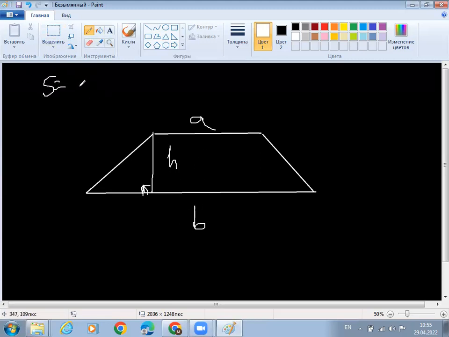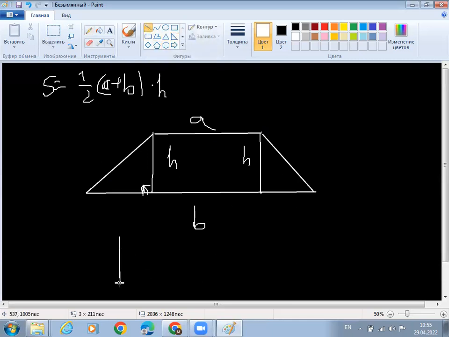S is equal to one half times A plus B, multiplied by the height. You can see it's 1 out of 2 times A plus B times height. If we draw the height again here, it's going to be the height here. What other kinds of trapeziums are possible?